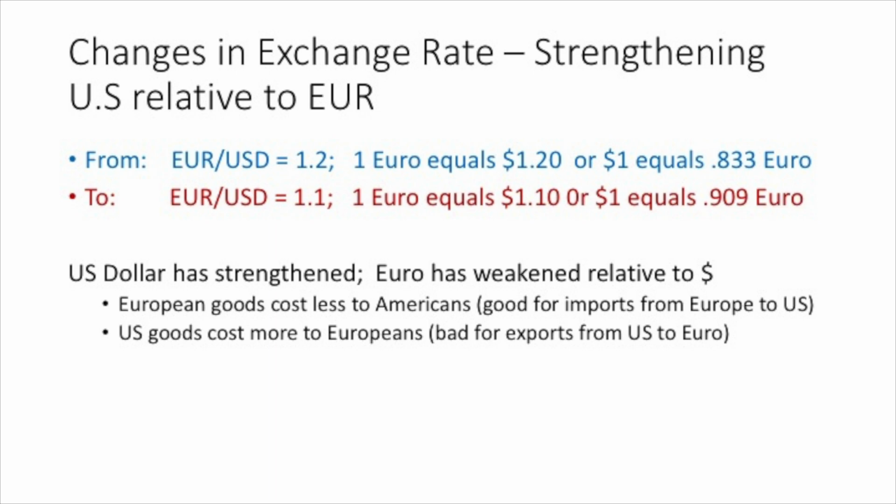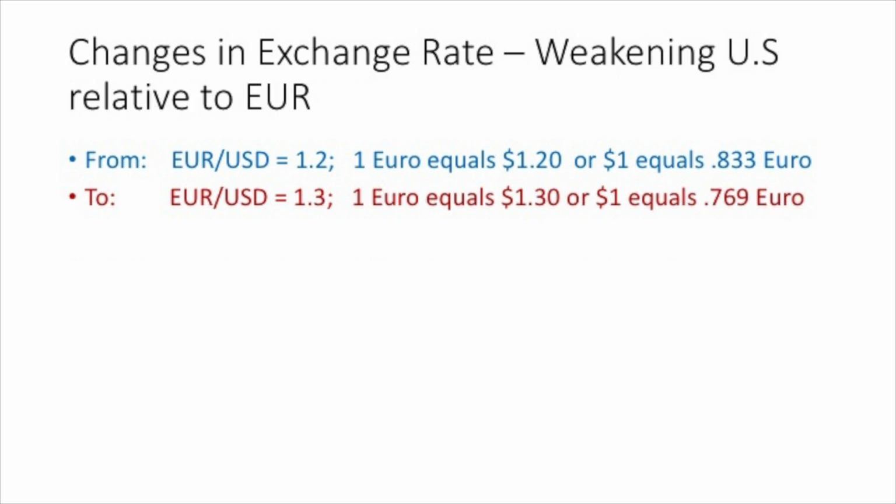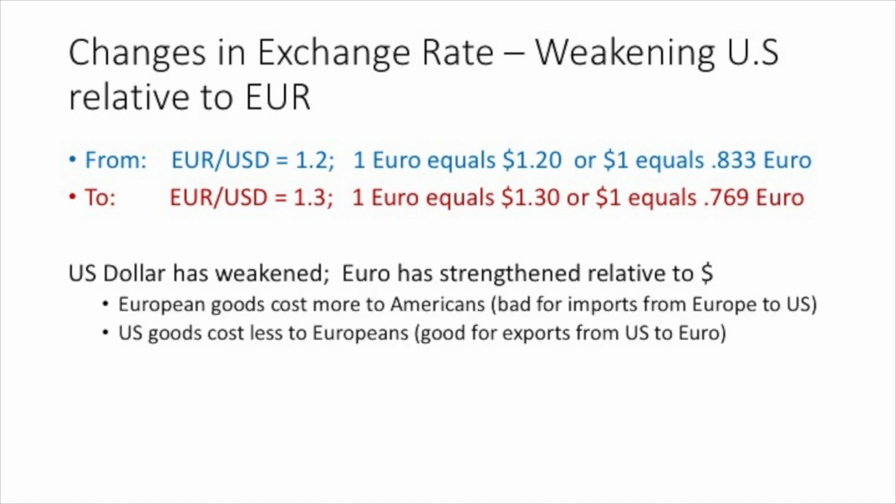So you can see here when we're talking about trade, and if you get concerned about trade flows, the exchange rate and where it was moving will have impacts and concerns. Here's an example of a weakening US dollar relative to the euro, which also means the euro is strengthening. Here's the example. Euro went from 1.2 to 1.3.